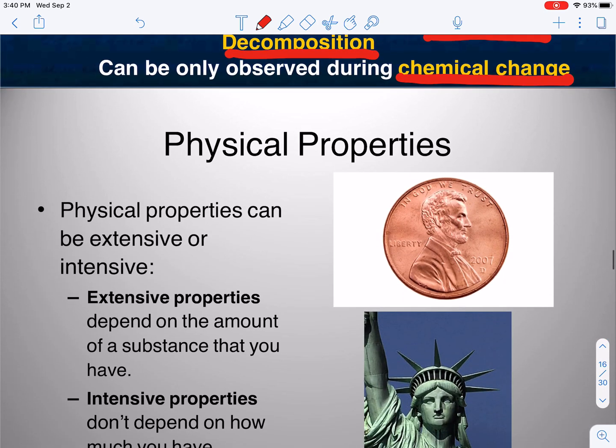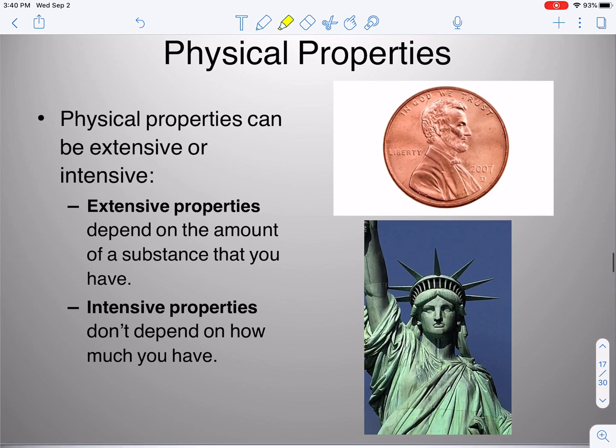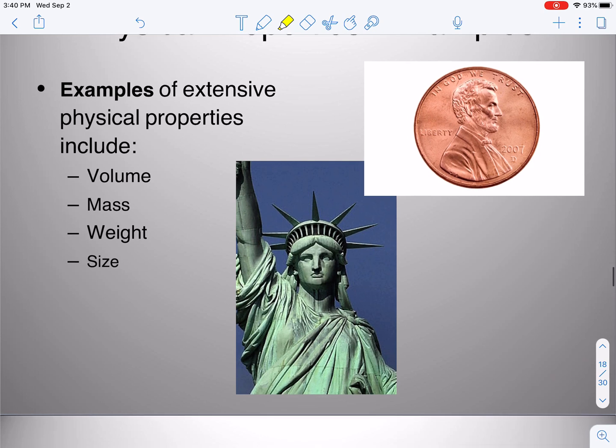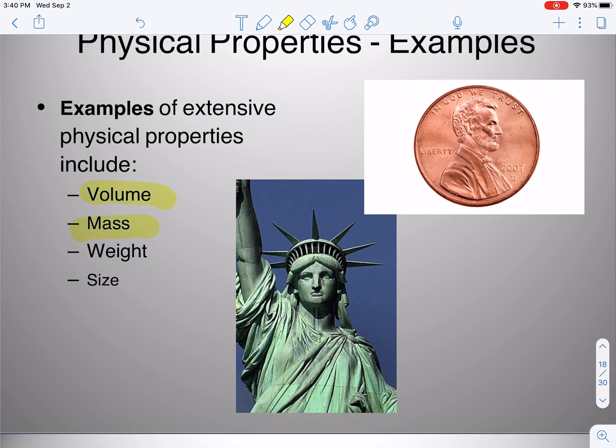Moving on. Physical properties can be extensive or intensive. Extensive properties depend on the amount of the substance you have, while intensive properties do not depend on how much you have. And we'll look at extensive and intensive in a little more detail. Extensive properties would be like volume or mass or weight or size. So obviously, if I took my weight right now at the beginning of the year and then all I did is ate donuts for the next month, my weight would change.